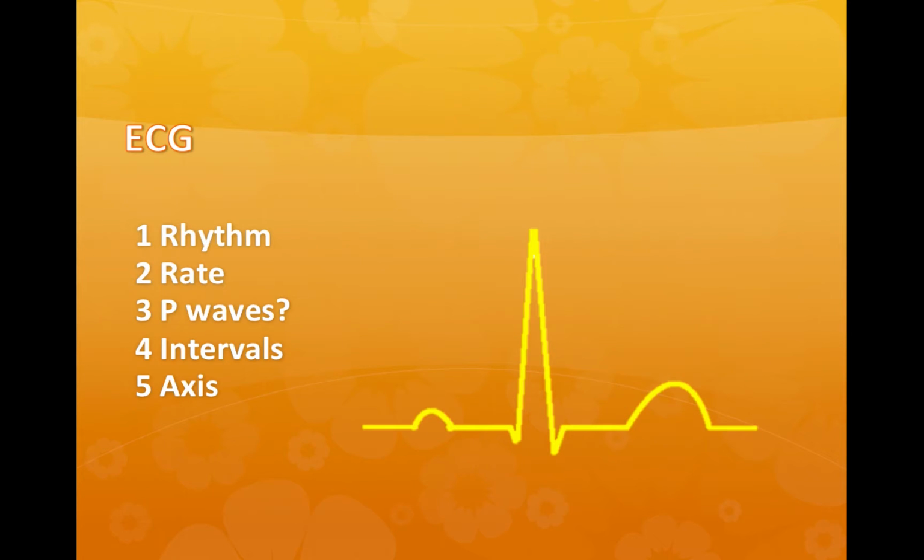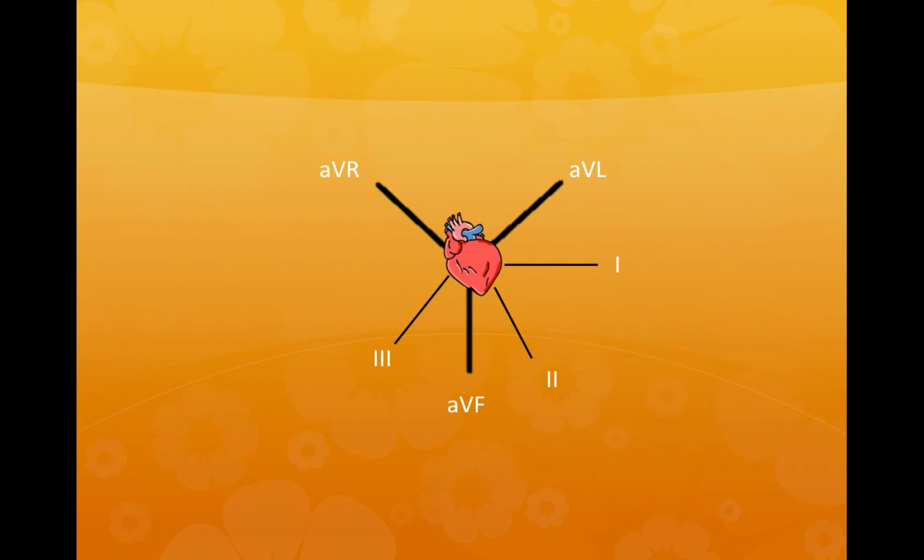What we're going to move on to is calculating the axis. I'm going to try and give you an easy way to say whether the axis is normal or not. And then we're going to go into how to actually calculate the axis. So first of all, let's think about the leads. Each one of these leads, and these are the limb leads, by the way, are the leads that we'll use to calculate the axis. You don't use the precordial leads, which is V1 to V6. This is going in a different plane. We don't want to use these.